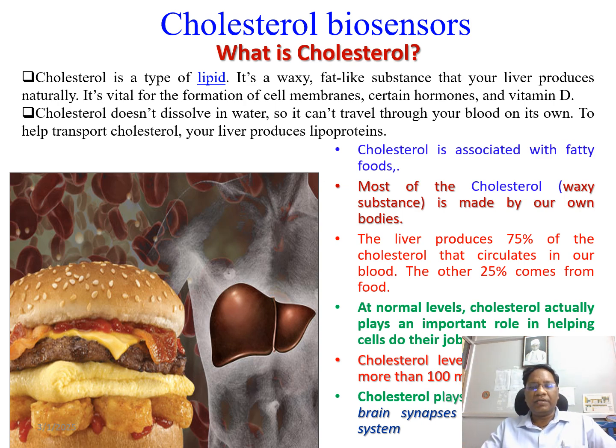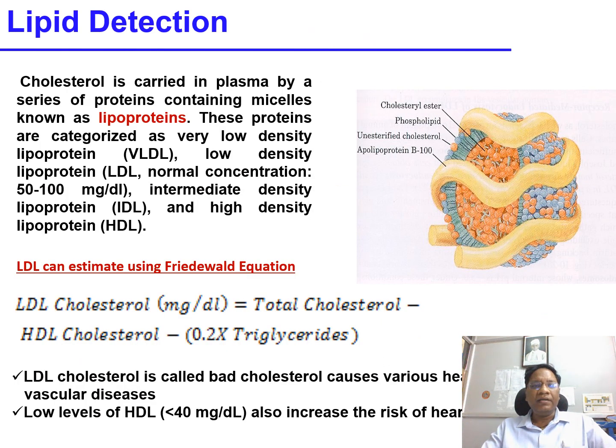The liver produces around 75% of the cholesterol that circulates in our blood. The other 25% comes from our food habits. At normal levels, cholesterol actually plays an important role in helping cells do their jobs. So lipid detection is a very important criterion.